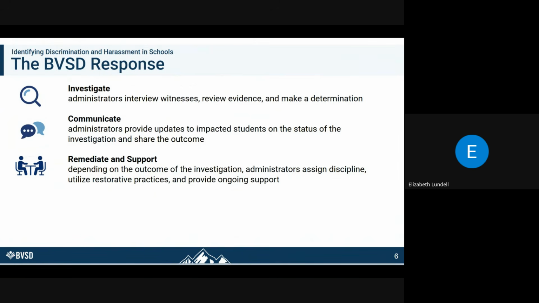we will transition to the CDE training, which will provide an overview of what harassment, discrimination, and bullying are and how we as educators can support students in the moment.